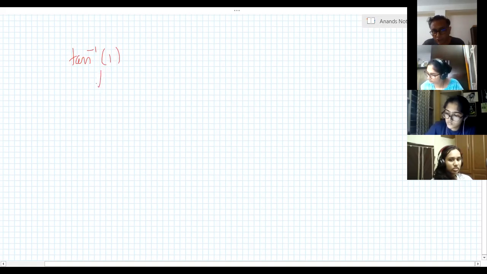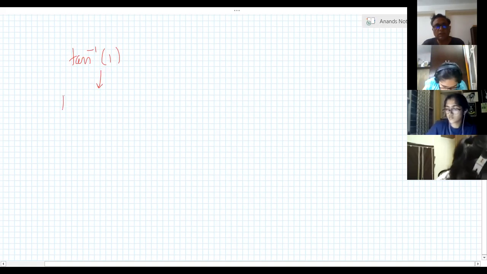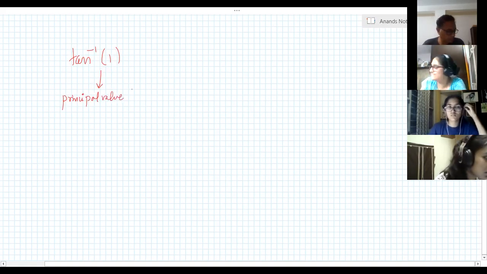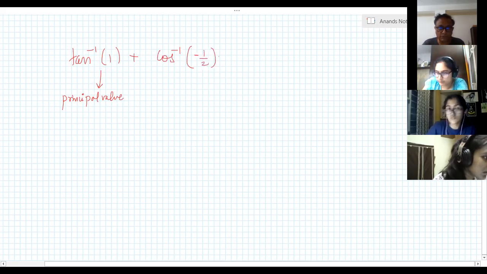We'll do one more simple one. Tan inverse of 1. At every stage when you're evaluating it, please ensure that whatever angle you're choosing, the value should be within the principal value. You're following this now? If you don't do that, your overall answer will go wrong. Tan inverse of 1 plus cos inverse of minus half plus sine inverse of minus half.